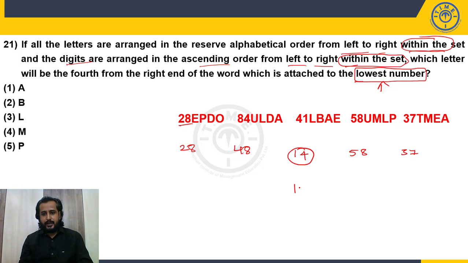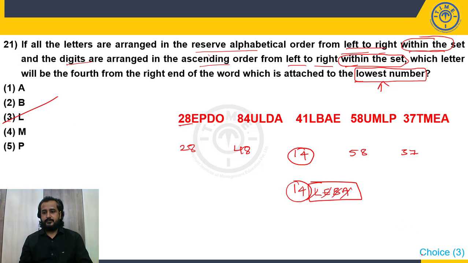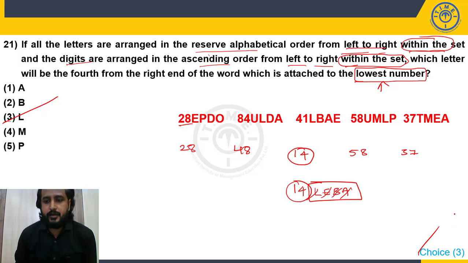14. So only arrange the letters in the reverse alphabetical order from left to right for the word which is having the lowest number, that is 14. So reverse alphabetical order L, E, B, A, that's it. No need to write the remaining, that is a waste of time. Now which letter is fourth from the right end? First, second, third, fourth, which is L, choice 3. So this is how we can simply answer. Instead of writing all, you can write simply. Fine. Now move to the next puzzle.